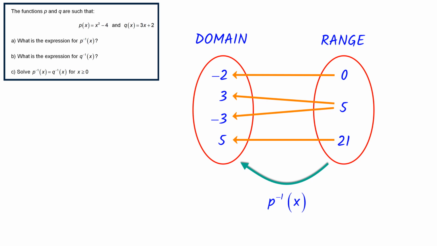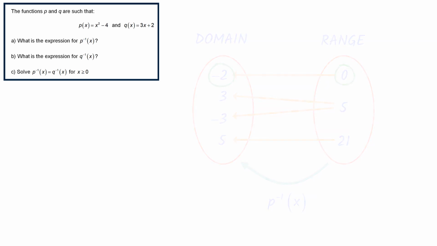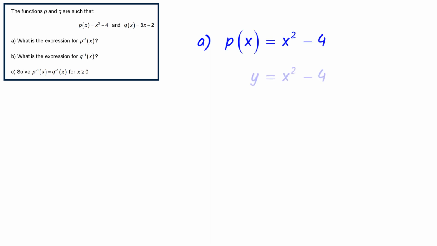For example, p minus 1 of x takes the value 0 and produces minus 2. This function is what we have been asked to find. Okay, so let's now answer part A and find the expression for the inverse function p minus 1 of x. First, write p of x equals x squared minus 4 as y is equal to x squared minus 4, as these mean the same thing, as we've just seen.